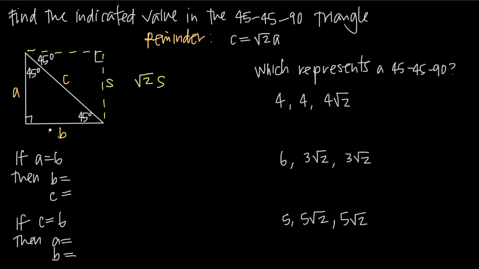In this first problem related to this figure, we've been told that if a is equal to 6, so this side length over here is 6, then find the length of b and find the length of c. Well, remember, a 45-45-90 triangle is always one half of a square, which means that the two legs of the triangle are always going to be equal because a square has four equal sides. So the side length for a is always going to be equal to the side length for b, so we know right away that b is going to be 6.